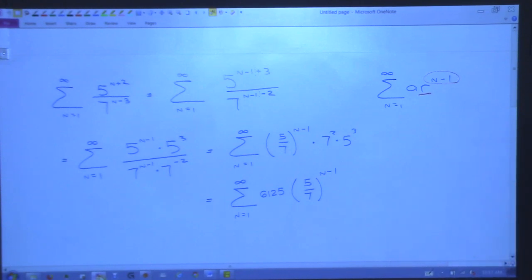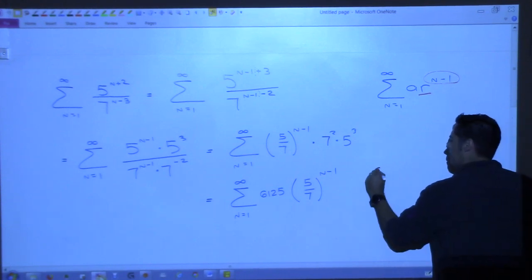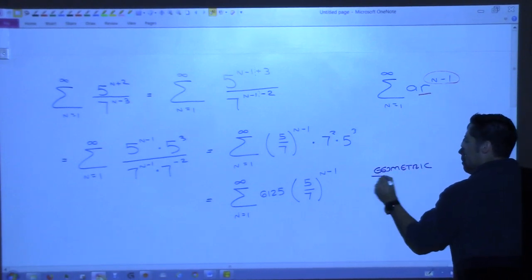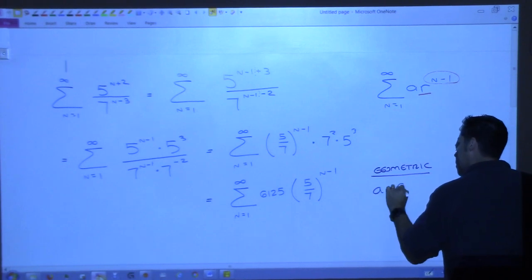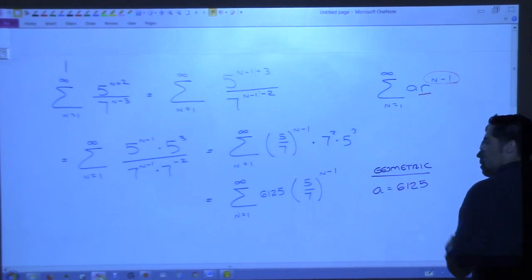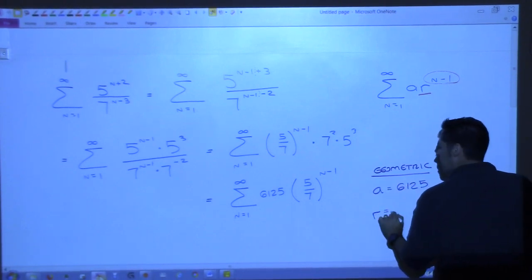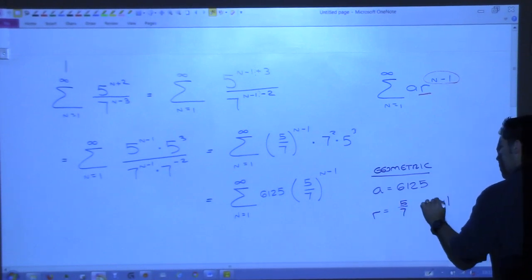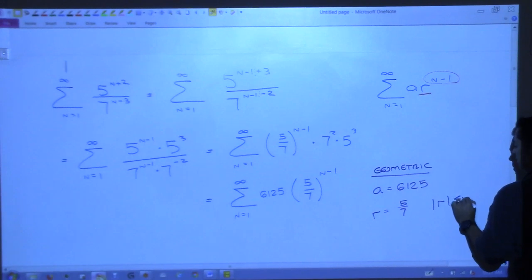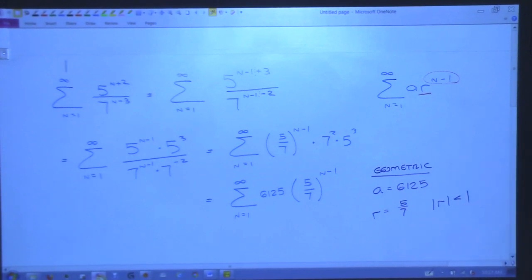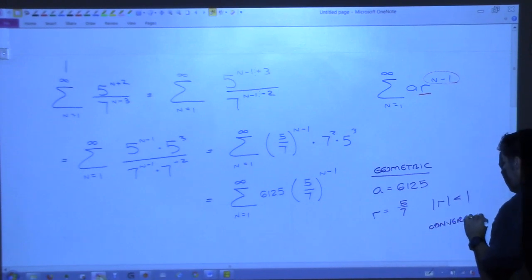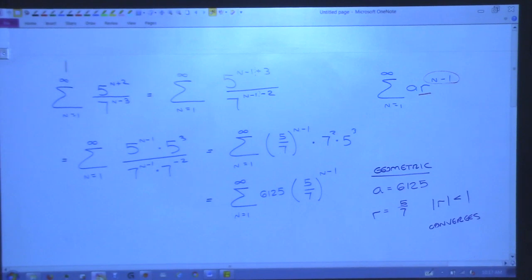So let me just identify now. This is geometric. This has got an A of 6,125. And the R here for us is 5/7. And of course, the absolute value of R is less than 1, right? And that means it converges. And what does it converge to?